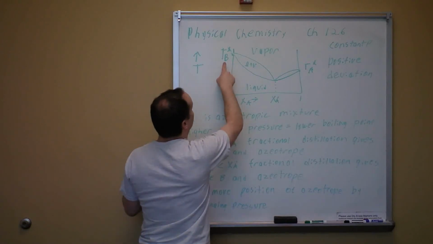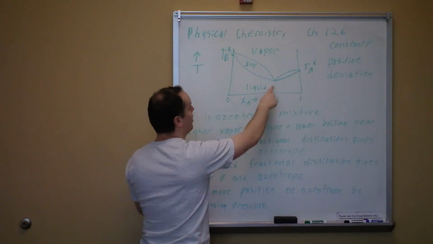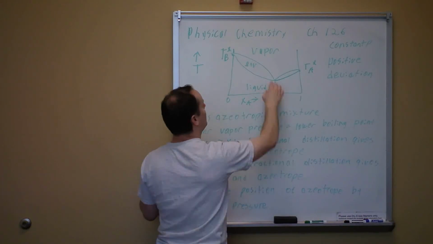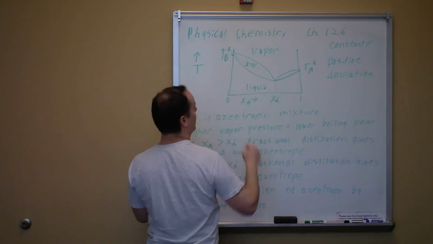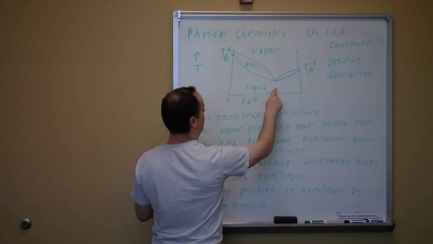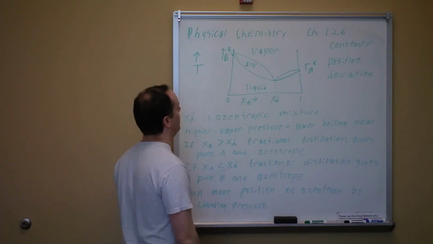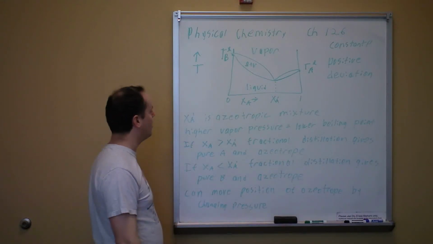So we have the boiling point of pure B and the boiling point of pure A, and then our azeotropic mixture is lower. At higher temperatures, we have all vapor. At lower temperatures, we have all liquid. In between, we can have a range of liquid and vapor, except, of course, at the azeotropic mixture. Then we have just one actual boiling point, just like you would with a pure substance.